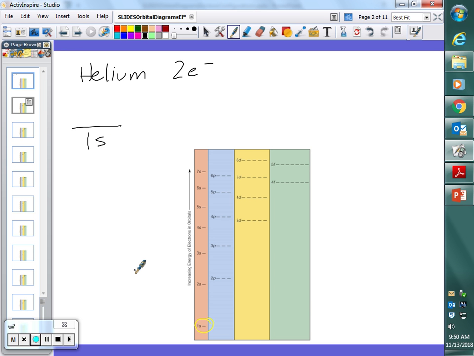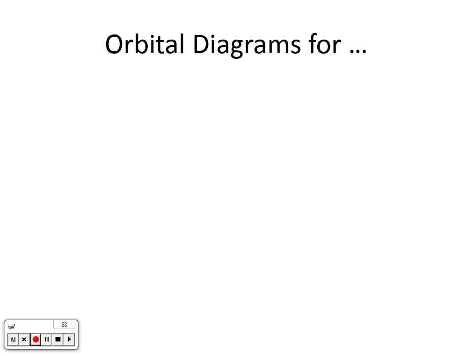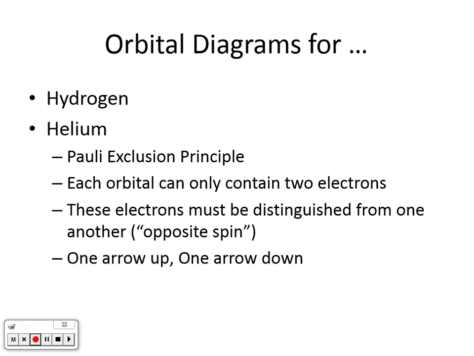We're going to label it 1s. Okay? We've already said that we know that an electron will go into that 1s orbital. But is that orbital full? No. Yesterday we learned that each orbital can hold a maximum of how many electrons? 2, right? We call that idea the Pauli exclusion principle. Okay? Each orbital can only contain 2 electrons.